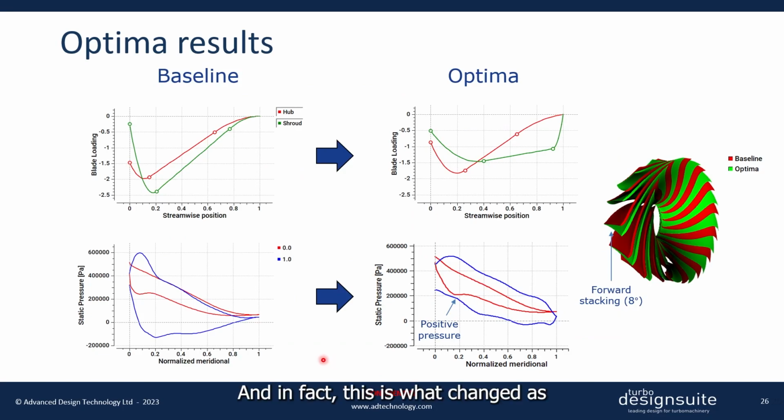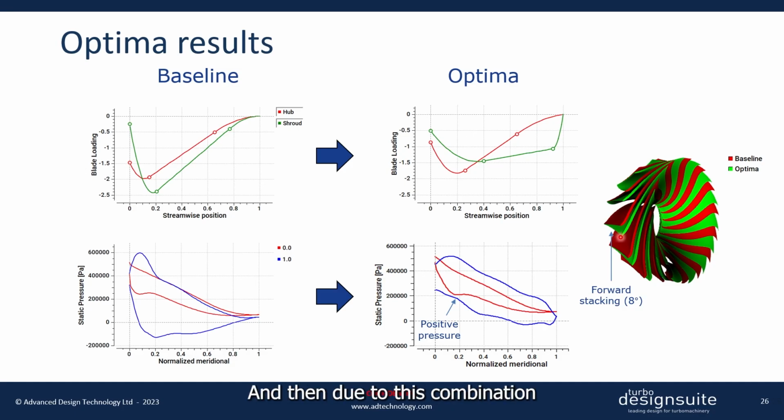And in fact, this is what changed as a result of the optimization. So for the stream-wise blade loading, you can see that compared to the baseline runner, the optimizer has tried to make the shroud more aft-loaded in order to reduce the profile loss. And as a result, the optimized runner is actually looking very different from the baseline, as shown here. And what you can also see here is, while the baseline runner had zero stacking at the leading edge, the optimizer has resulted in a forward stacking of 8 degrees.